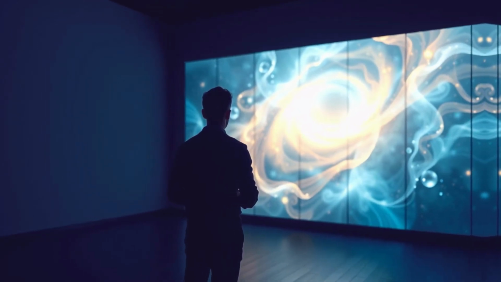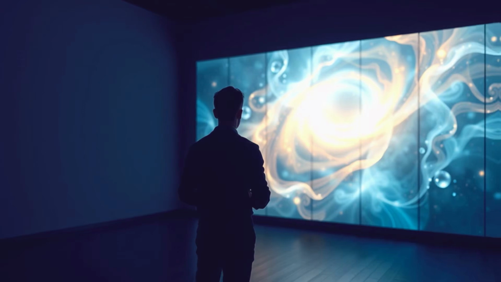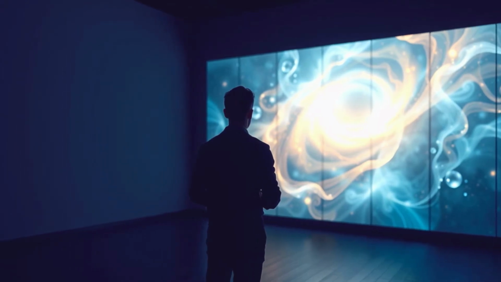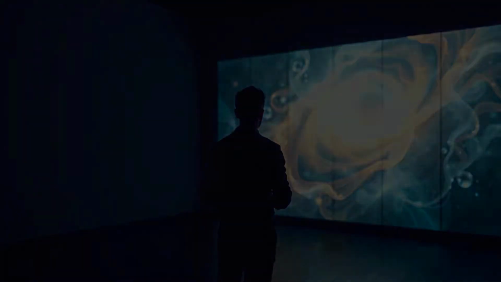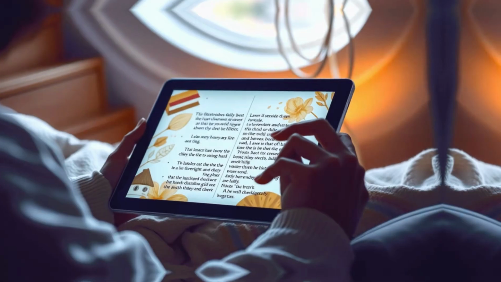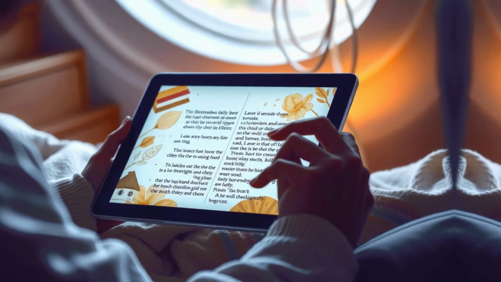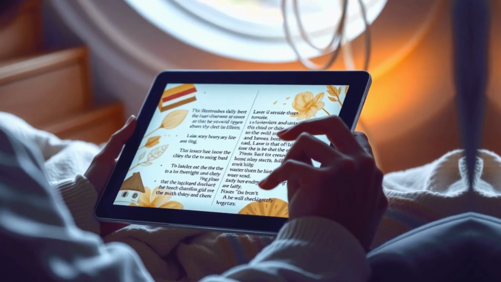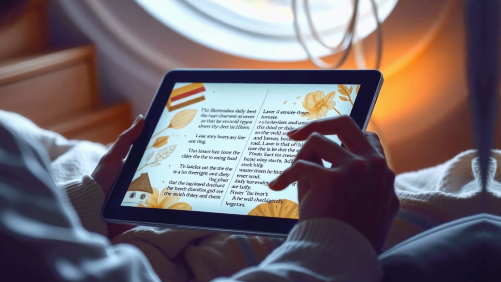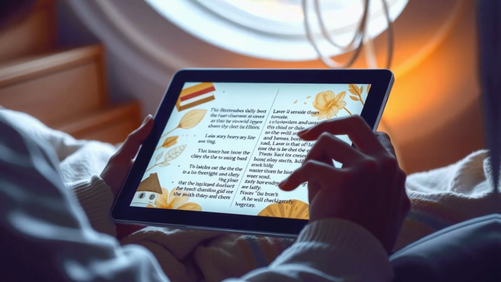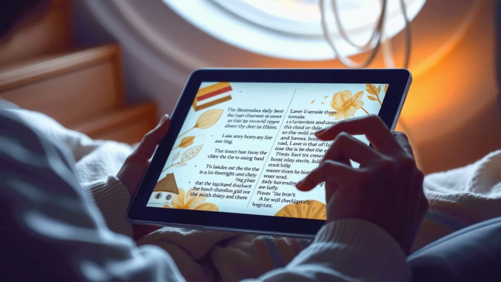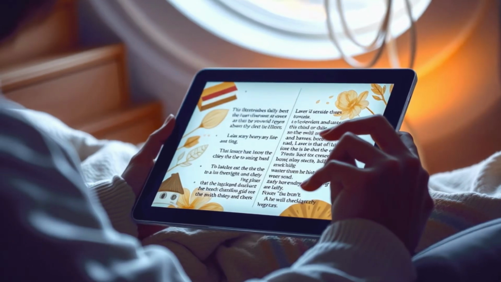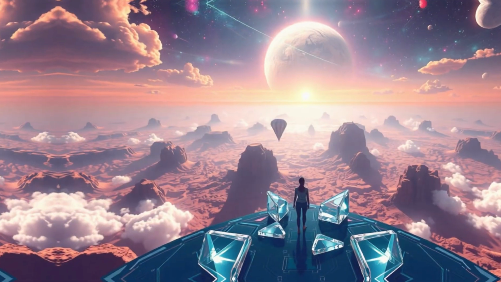The canvas is no longer a static rectangle, but a dynamic, responsive, and collaborative space shared between human and machine intelligence. The art of the future might be less about a finished product and more about a continuous creative process. Of course, for this symbiotic future to be equitable and sustainable, we must build it on a foundation of ethical principles. This means developing transparent systems where the use of AI is clearly disclosed.